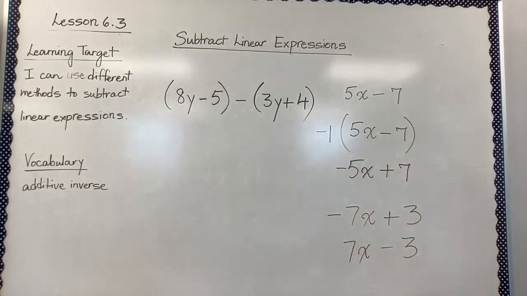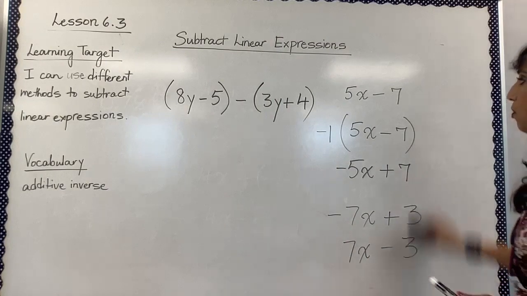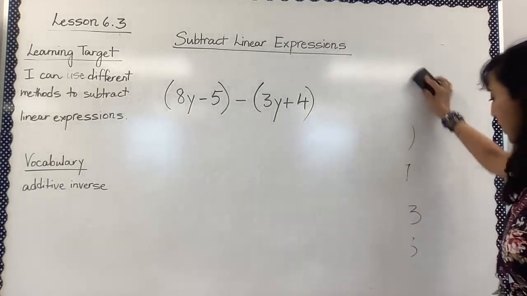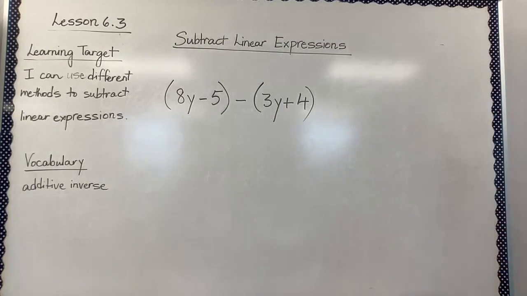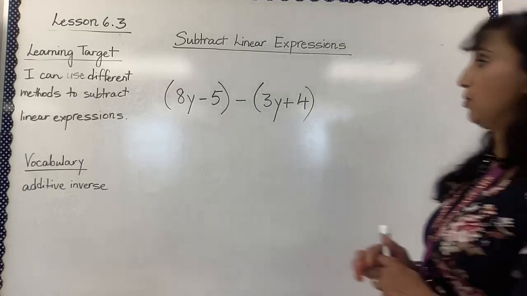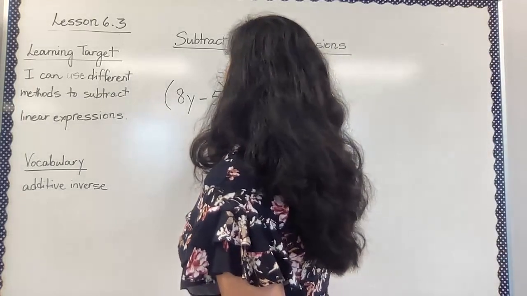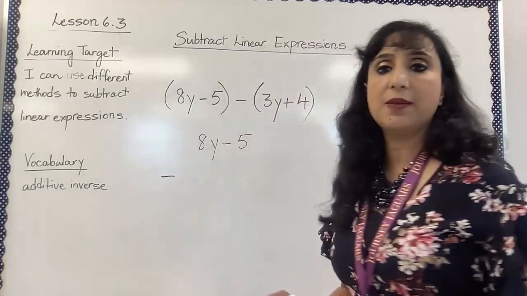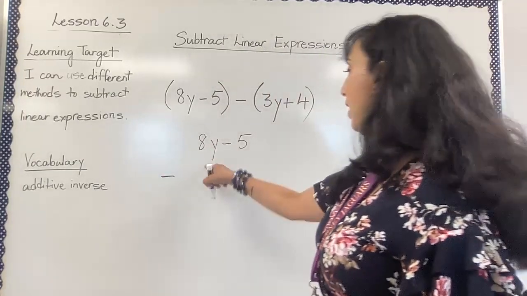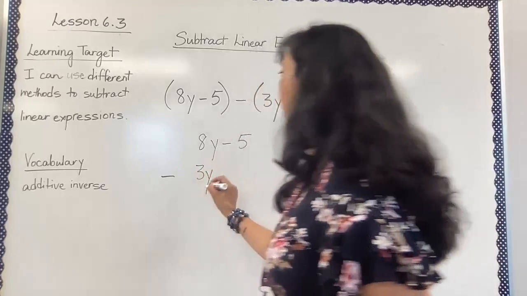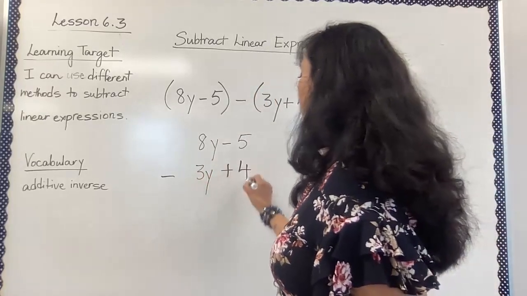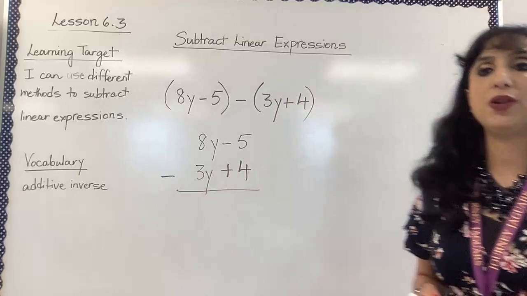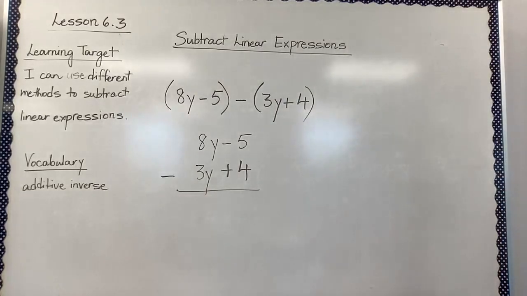Okay, I have 3y plus 4. When I have something like this given to me, I am going to arrange the like terms in columns. So 8y minus 5, and the like terms are the 3y with the 8y, so minus 3y plus the 4. Here is my first step: I am going to arrange them in columns, okay?